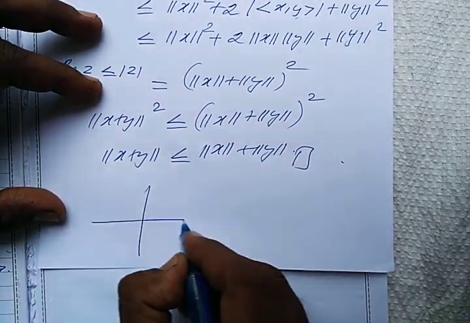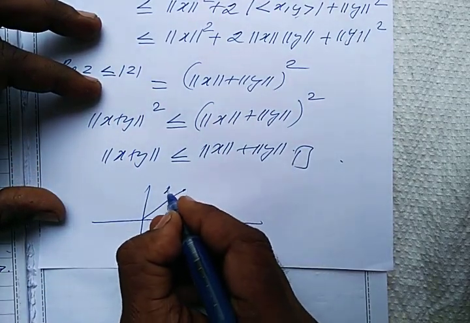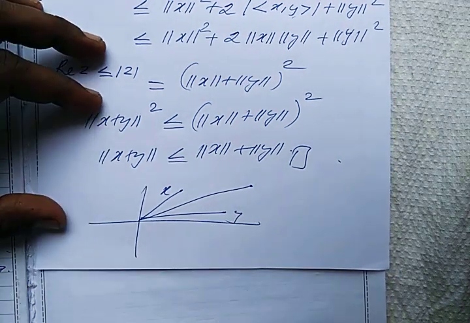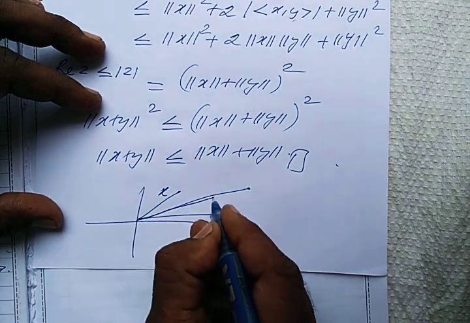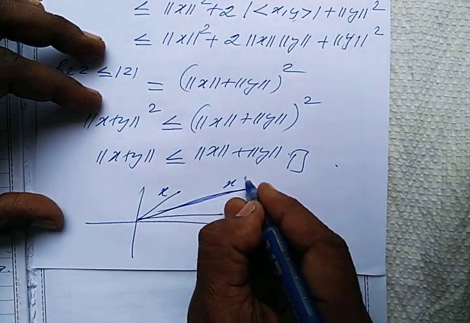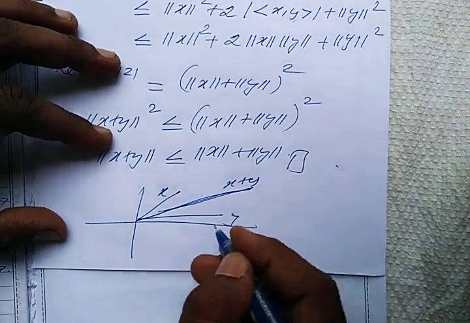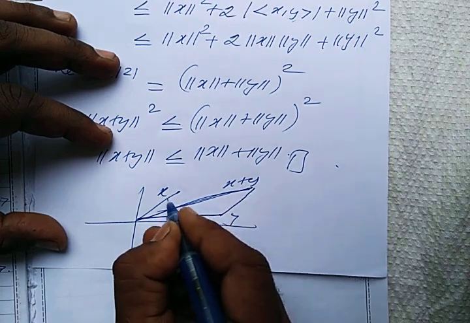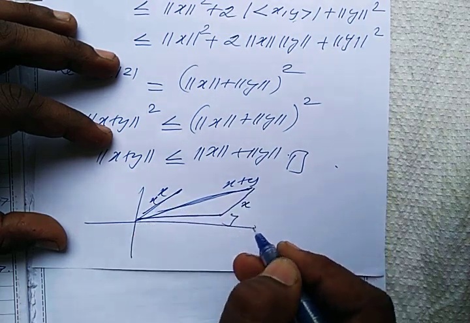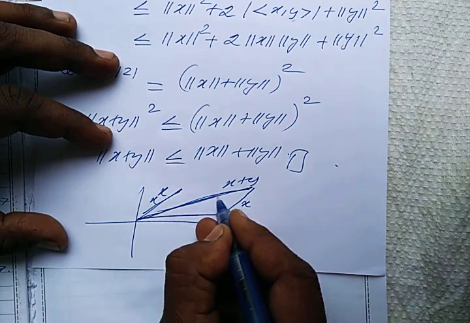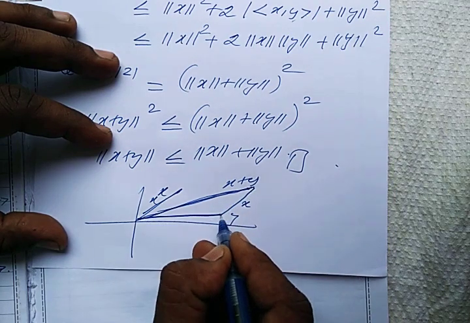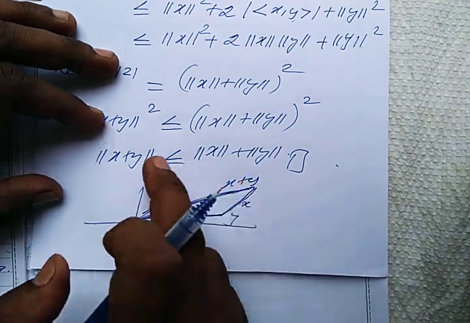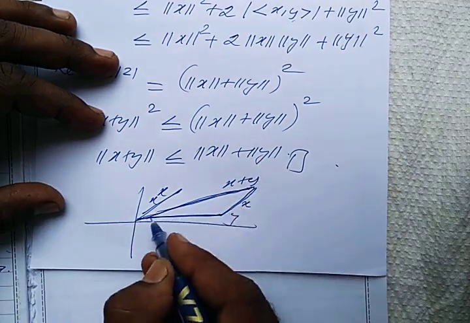This means that, assume this is x, this is y, and this is x plus y. The length of x plus y will be smaller than this distance plus this distance. This is the x vector, so it is also x only. Always this one will be less than this one plus this one. So we get a triangle, and it is called the triangle inequality. This is the shortest one.